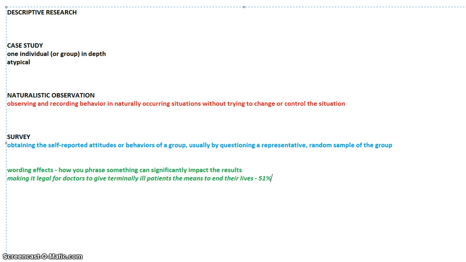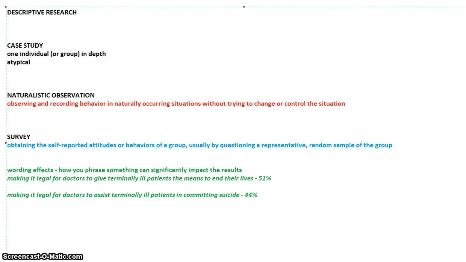It should be legal for doctors to give terminally ill patients the means to end their lives. However, when they phrased it as making it legal for doctors to assist terminally ill patients in committing suicide, then only 44% were in favor of that. So same population, it went from 51% to 44% just by changing it from means to end their lives to committing suicide. The wording of the statement affected the results of the survey. You have to be very careful about that when you do research in surveys.